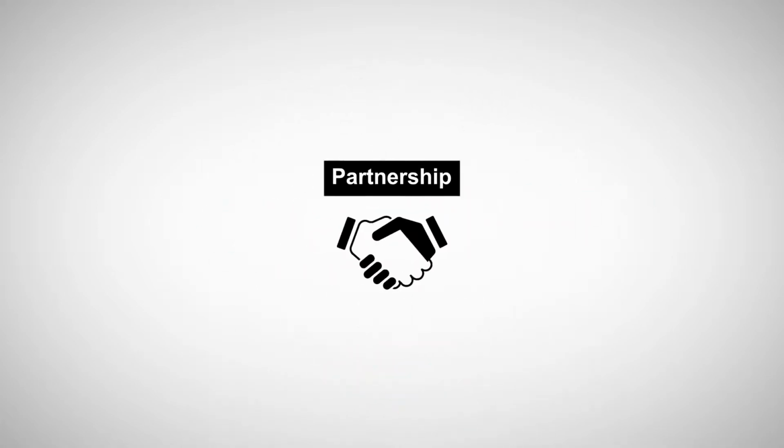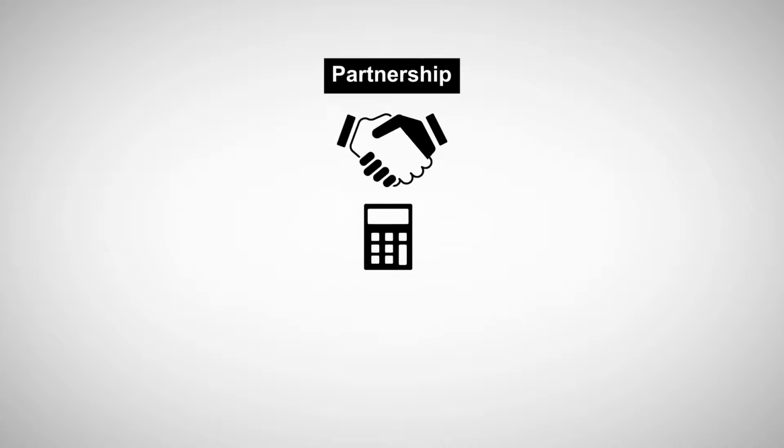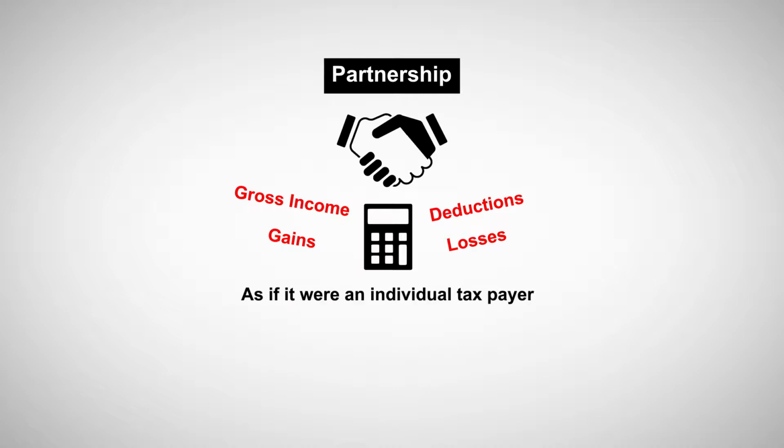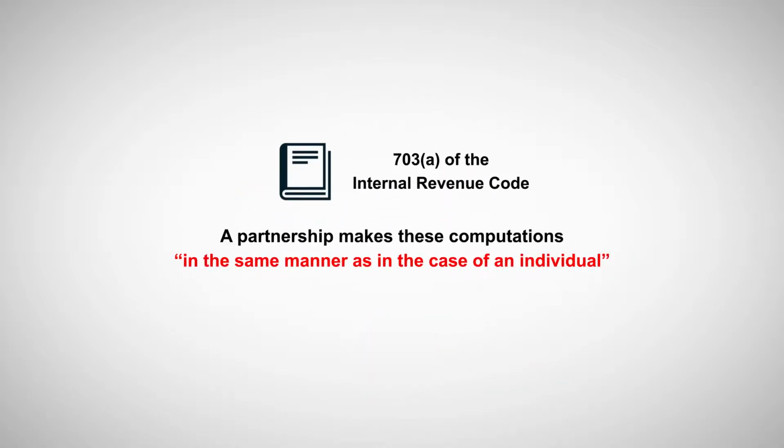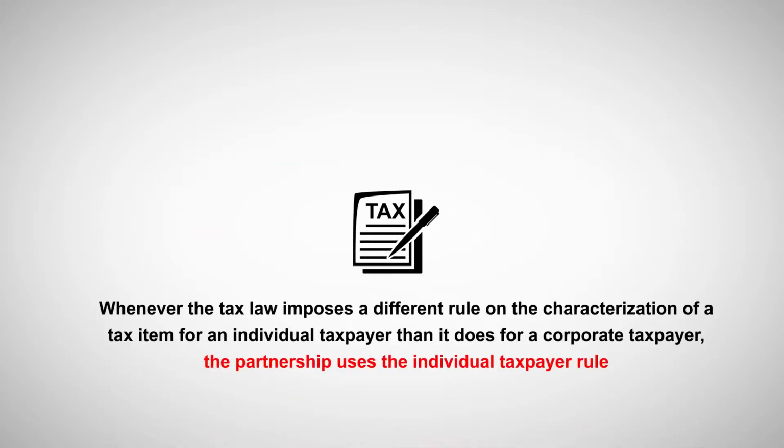Although a partnership is not a taxpayer in the sense that it pays an income tax on its earnings, it nevertheless must compute its gross income, deductions, and its gains and losses as if it were an individual taxpayer before passing those items through to the individual partners. Under Section 703(a) of the Code, a partnership makes these computations in the same manner as in the case of an individual, meaning that whenever the tax law imposes a different rule on the characterization of a tax item for an individual taxpayer than it does for a corporate taxpayer, the partnership uses the individual taxpayer rule.